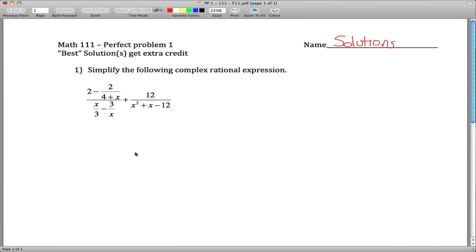Solutions to the perfect problem 1 for Math 111. We're asked to simplify this huge mess of a complex rational expression.